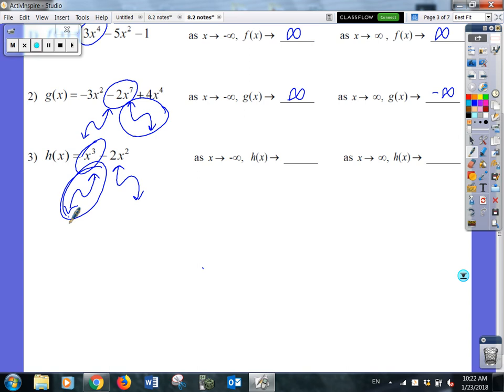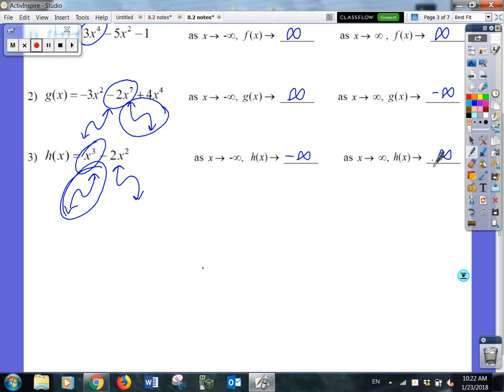And if you don't need to draw a sketch, you just know that is fine. I'm just drawing the sketch because for me I think it's easier. Then I don't get them mixed up. So as x approaches negative infinity, so as x goes to the left, the graph is going down, so negative infinity. As x goes to the right, y is going up, so positive infinity. So that is how you state the end behavior.